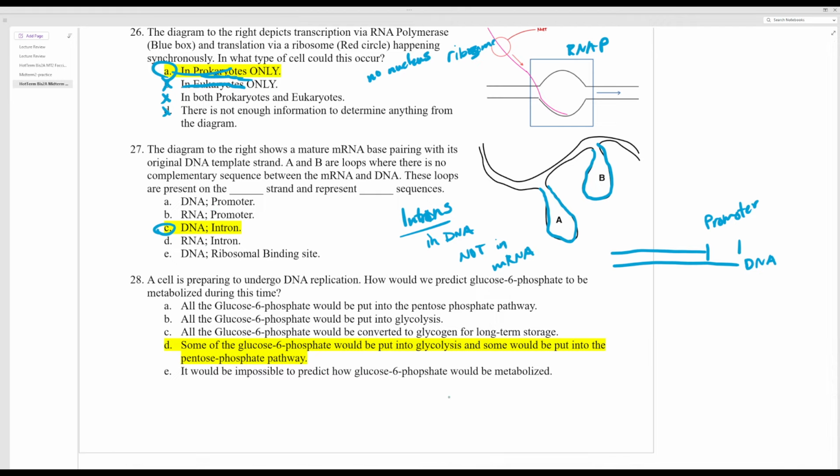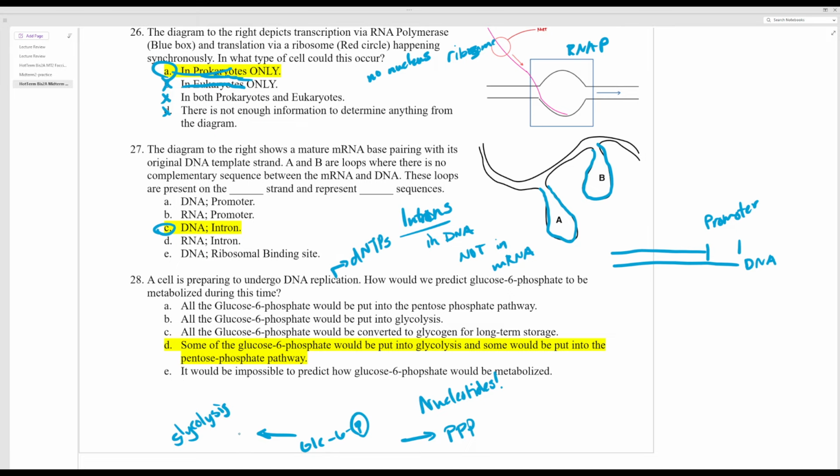28. A cell is preparing to undergo DNA replication. How would we predict glucose-6-phosphate to be metabolized during this time? What do you need for DNA replication? You need dNTPs, which means you need nucleotides, which means you need nucleotide biosynthesis, and we learned one pathway that feeds into that, and that's the pentose phosphate pathway. And what is an input of the pentose phosphate pathway? Glucose-6-phosphate, which also happens to be an input of glycolysis.